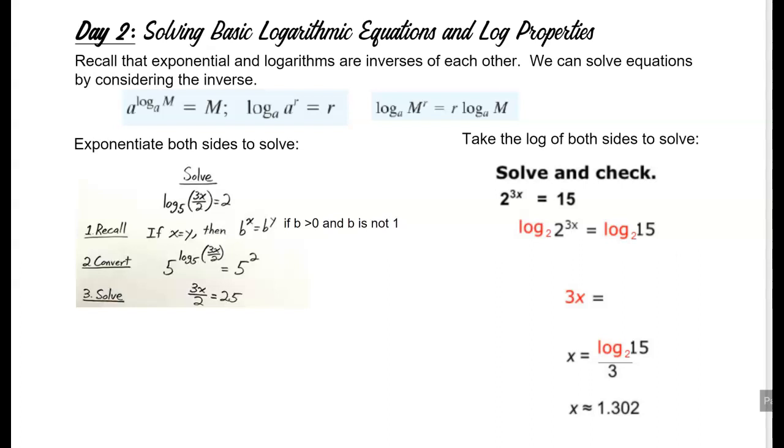If we look, there are two examples here. One of our examples has a variable inside of a log. And one of our problems has a variable inside of an exponent.